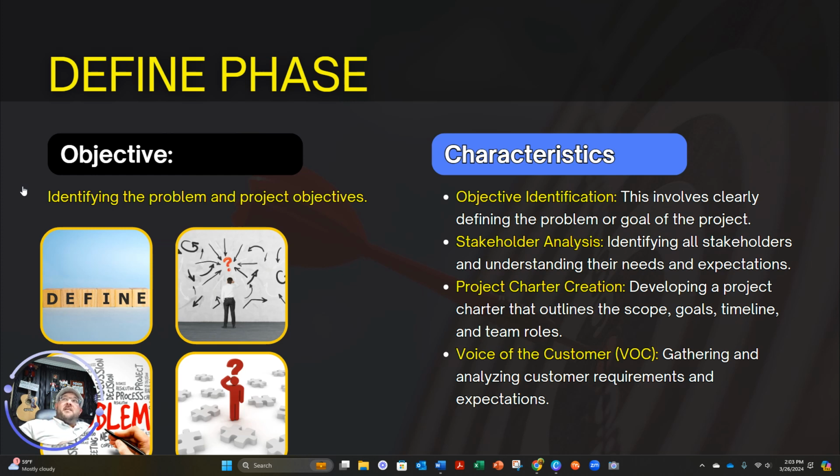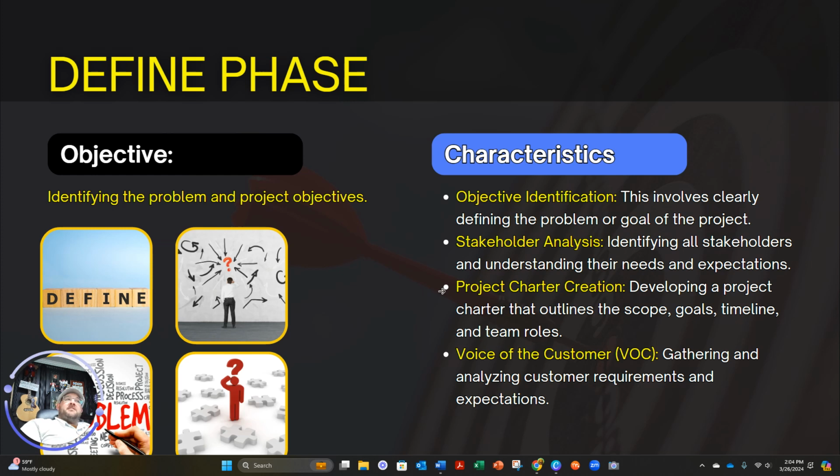The key steps in the define phase include several different things. And throughout this lesson in define and throughout the whole course, we'll learn about the tools of Lean Six Sigma and the tools of the define phase. When we talk about identifying problems in an organization, this is where the define phase really starts to shine. Now, the characteristics of it: it involves clearly defining the problem or goal.